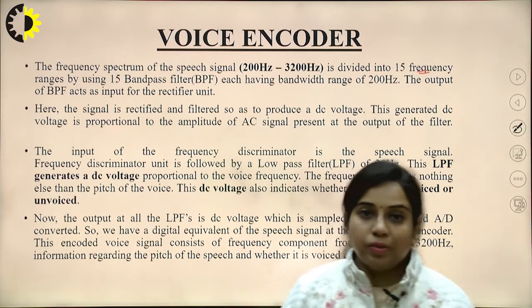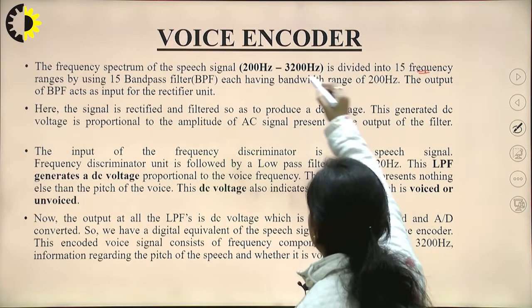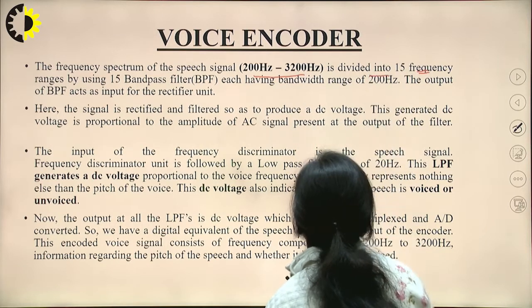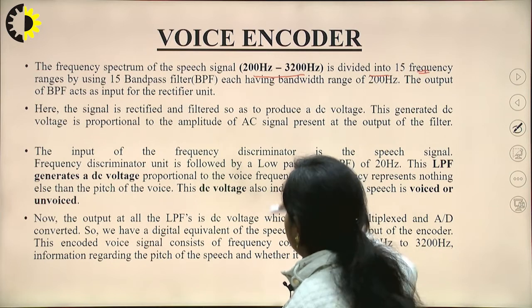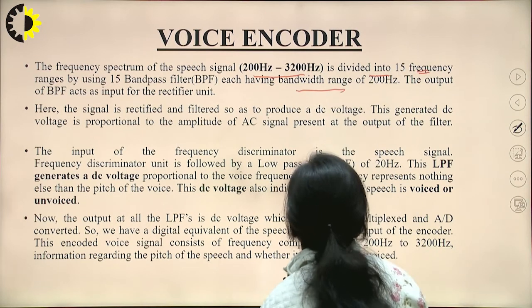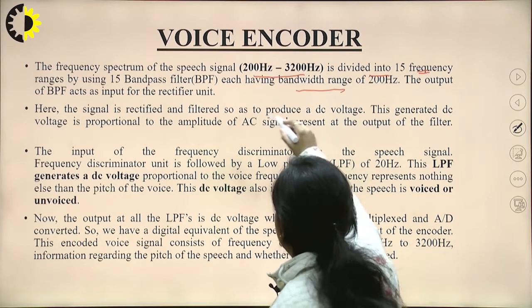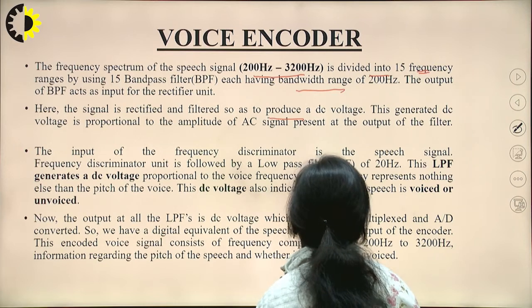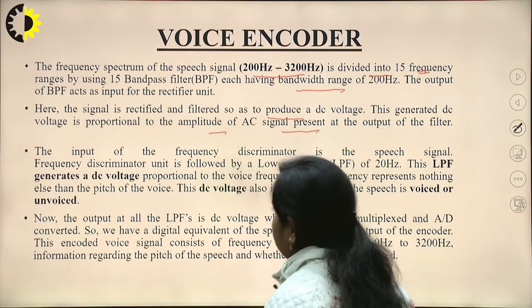Now this is the explanation of this particular diagram. The frequency spectrum of the speech signal varies from 200 hertz to 3200 hertz. It is divided into 15 frequency ranges by 15 bandpass filters, each having a bandwidth of 200 hertz. Here the signal is rectified and filtered so as to produce a DC voltage, which is proportional to the amplitude of the AC signal.